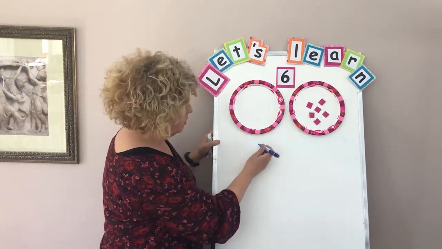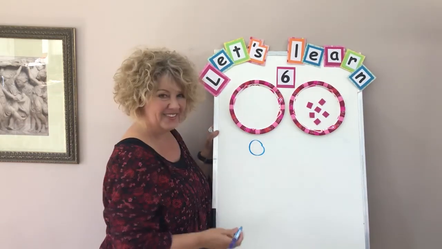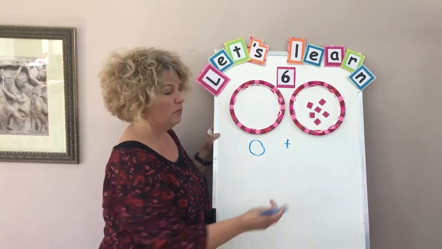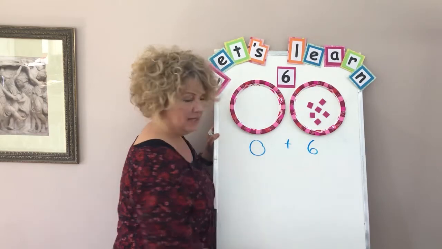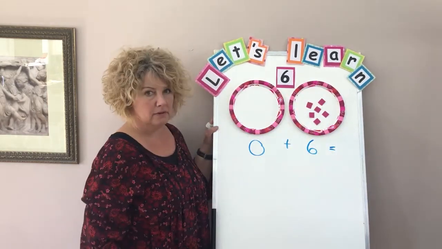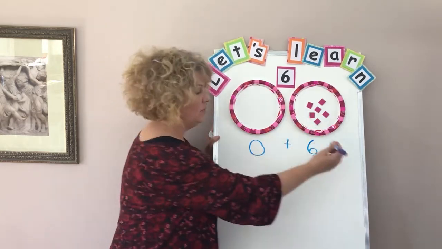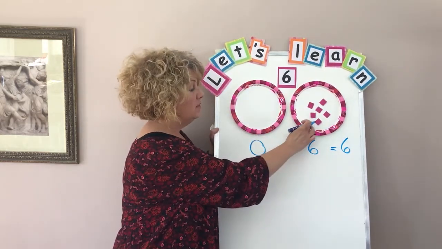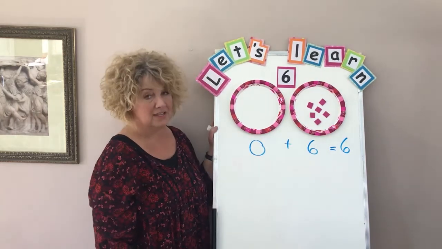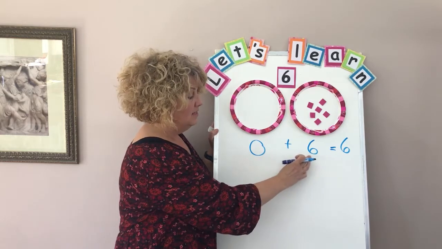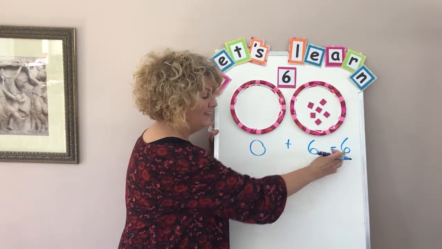So we've got 0 squares here. I'll write a 0. Plus, how many squares here? Yep, we put all 6 squares over there, so I'll write a 6. And that equals how many squares all together? Yeah, there are 6 squares all together. 0 squares plus 6 squares equals 6 squares. Can you read that number sentence with me? 0 plus 6 equals 6.